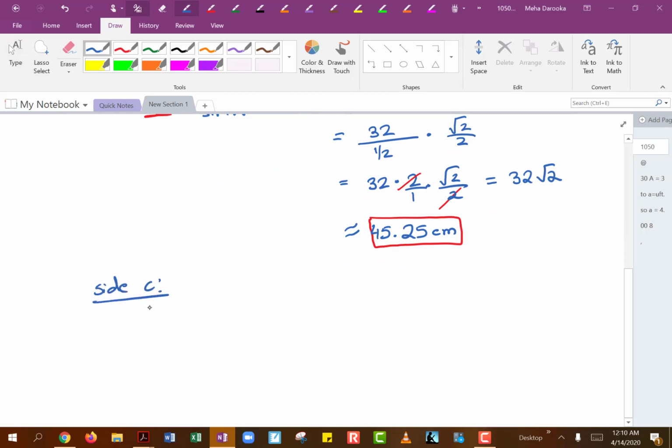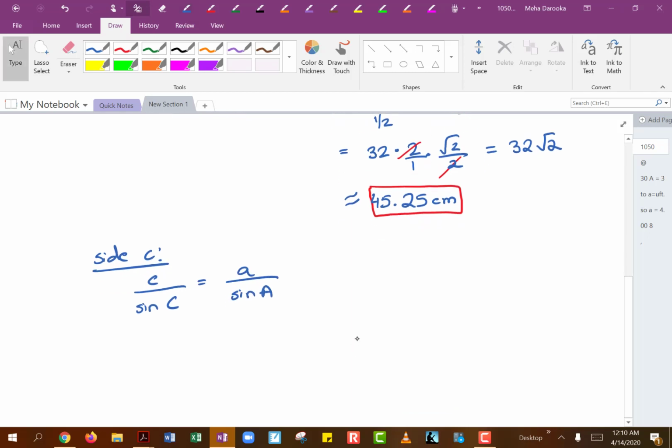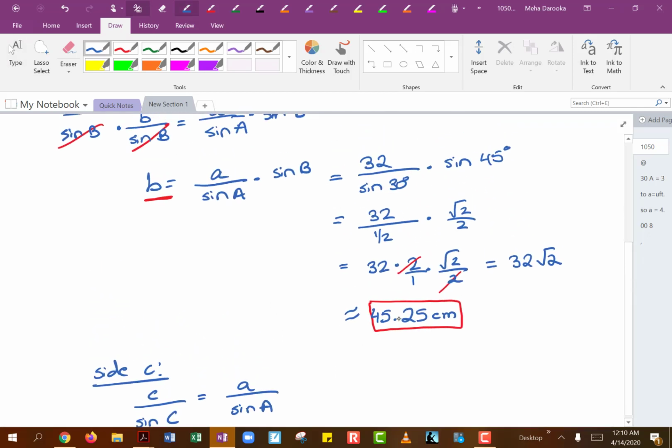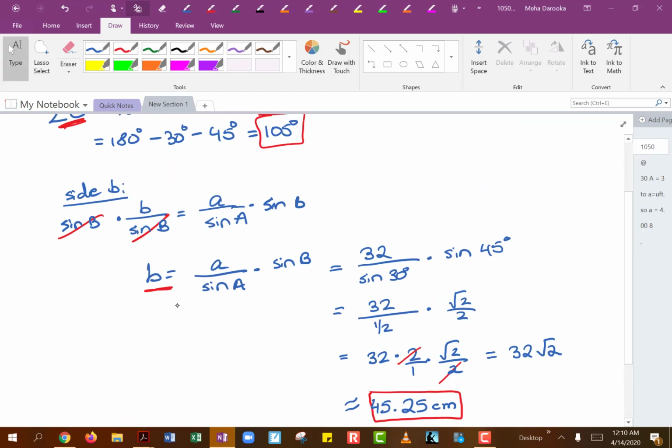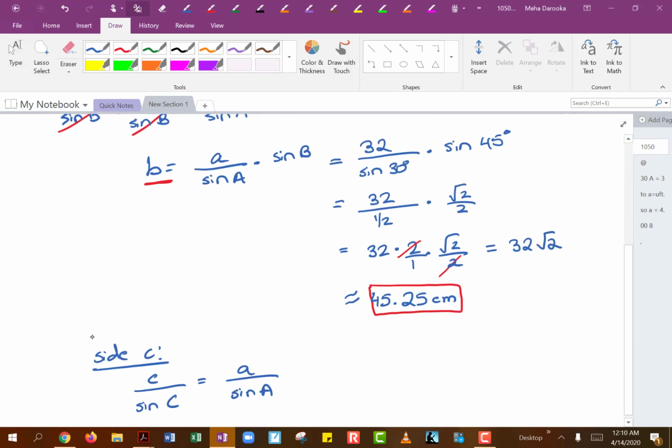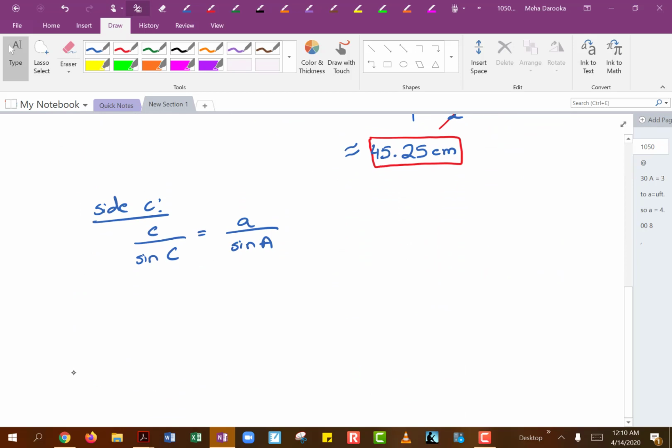Side C, same thing, you can do C over sine of C equal to A over sine of A. Now you could use B over sine of B, but since we have an approximate answer for side B, I actually like to go back to the original values that were given to us, so that you don't end up with rounding errors. So usually try and go back to the original angles and sides that were given to you.